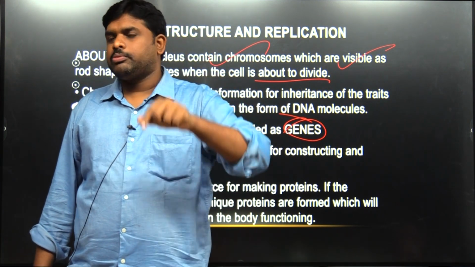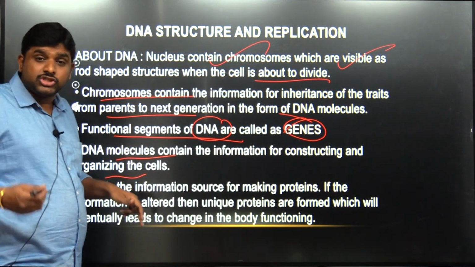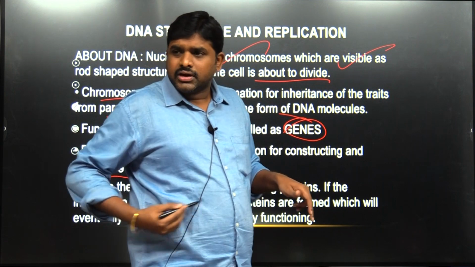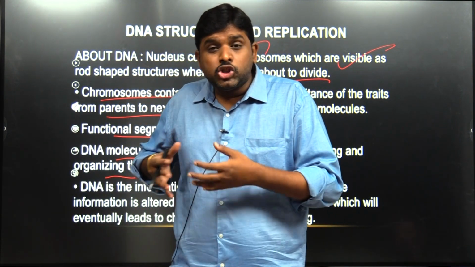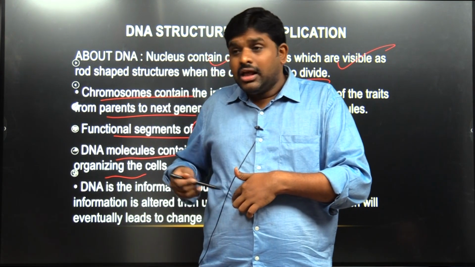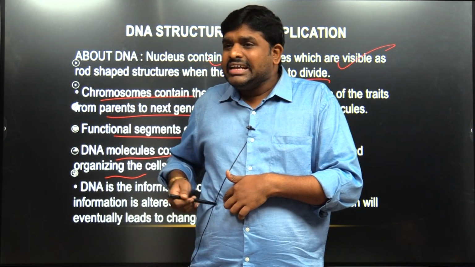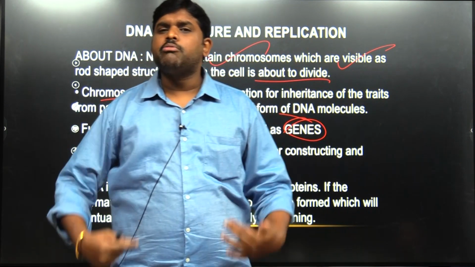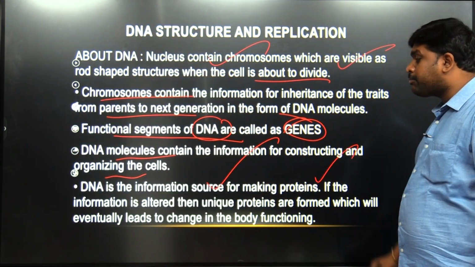Of the chromosome, DNA molecules contain the information for constructing and organizing the cell. So, that DNA will tell A, T. Accordingly, the cell will be formed, the tissue will be formed, the organ will be formed, and the human body will be formed. The cell is formed because of the information coming from the DNA, and the DNA is giving the information on how the human body should function. DNA is the information source for making proteins.